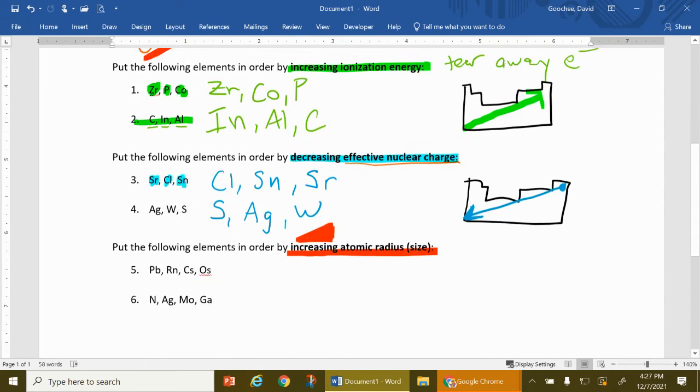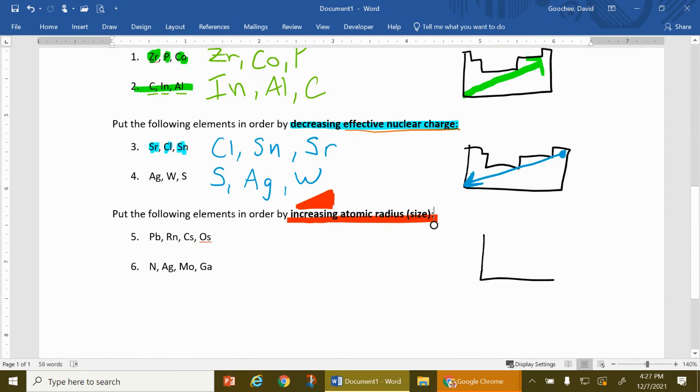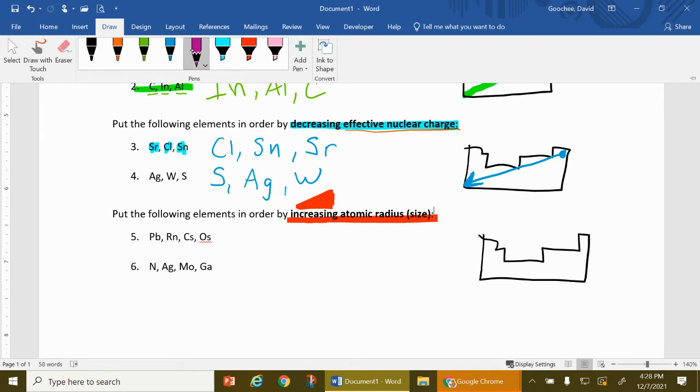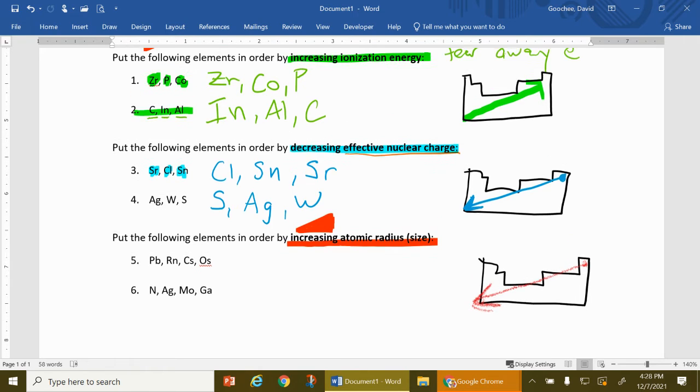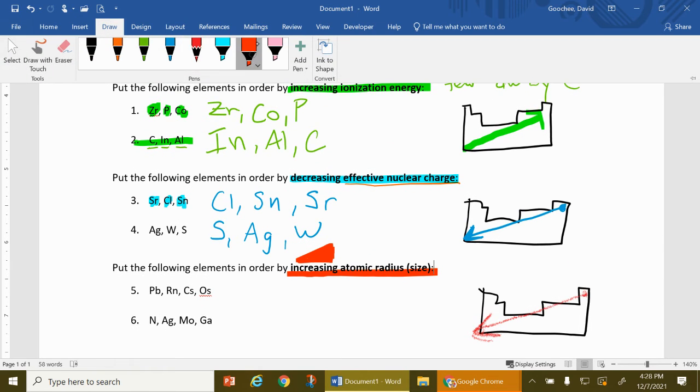Again, you don't have to draw on your periodic table, but I recommend that for each of these problems, you draw your own little periodic table to map it. And then you'd say, oh, increasing atomic radius: it's small up here and big down there, so we are going in that direction. You're putting these elements in order from top right to bottom left. Let's do that now.